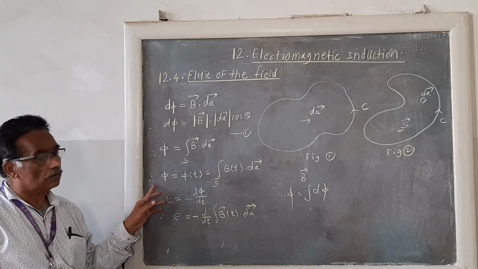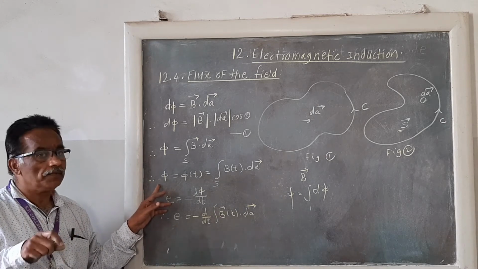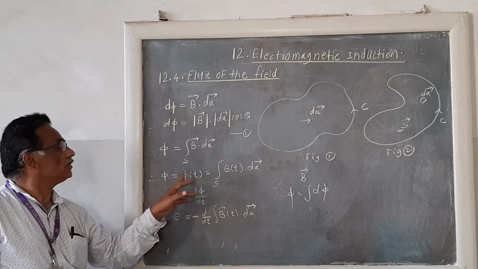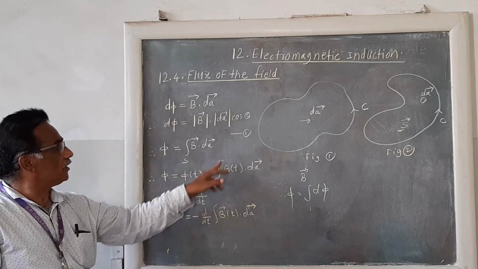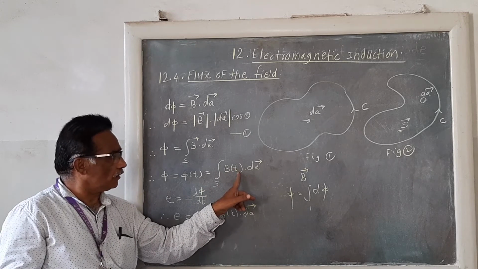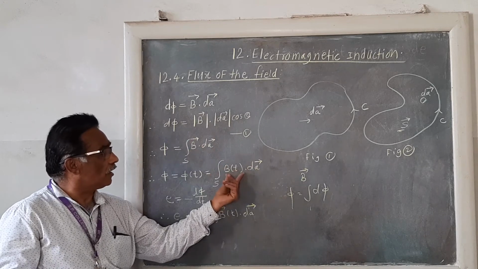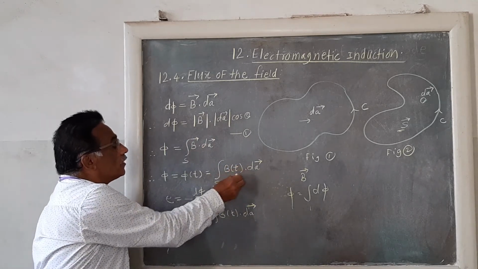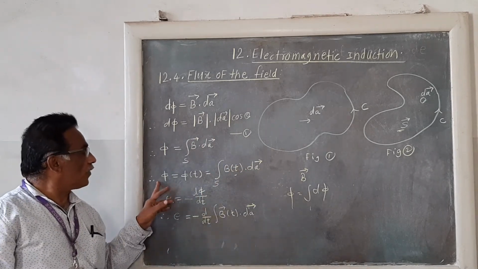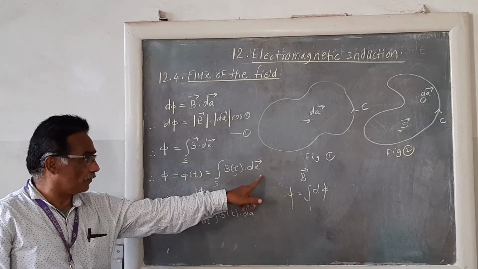Now, if you want the magnetic flux at a certain time, it is a variable. So phi is equal to phi of t, which is integration of B of t into dA. Here time was not considered earlier, but now we are considering time also. So phi of t will be integration of B of t dot dA.